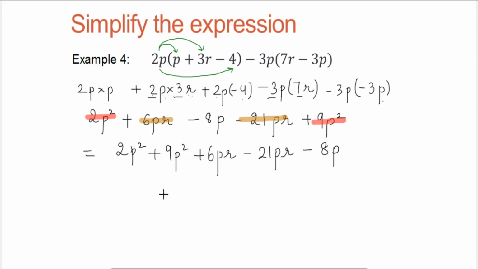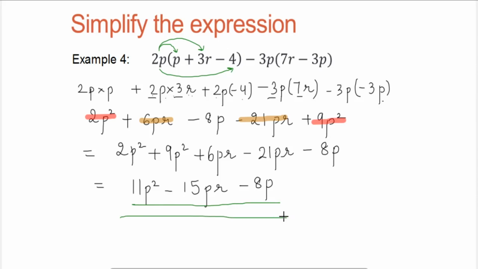Now we'll add the coefficients or subtract the coefficients based on their signs. So 2 plus 9 is 11p squared. 6pr minus 21pr. Subtract them, that is 21 minus 6 is 15, and sign of bigger number, that is minus 15pr and minus 8p. This is the simplified form of the given expression.